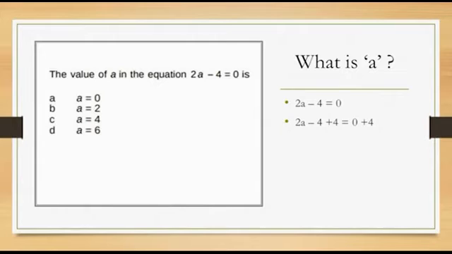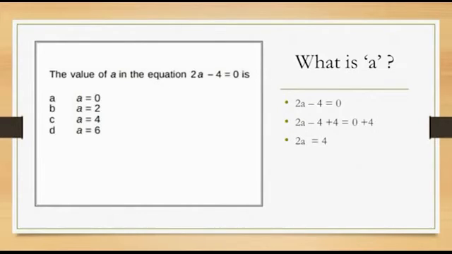So you have 2a, which is 2 multiplied by a, subtract 4 equals 0. So 4 is being subtracted from 2a, so we're going to undo that first. The opposite of subtraction is addition. So I'm going to add back the 4 that was taken away from it, and I'm going to add it back to the right side as well. Let's see what happens after that is done.